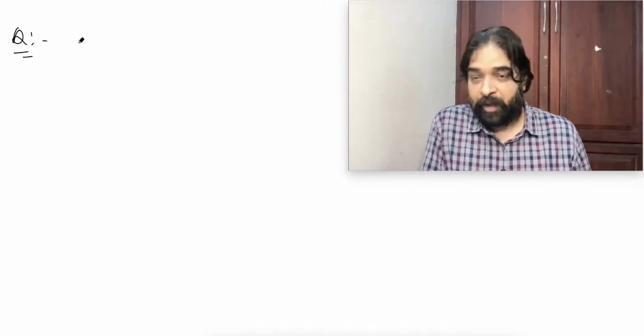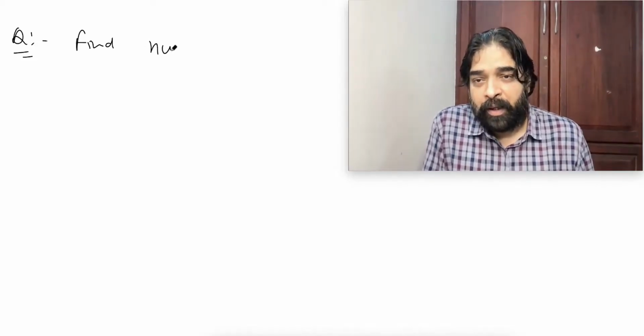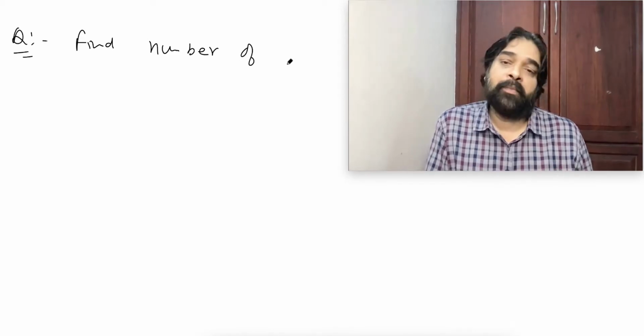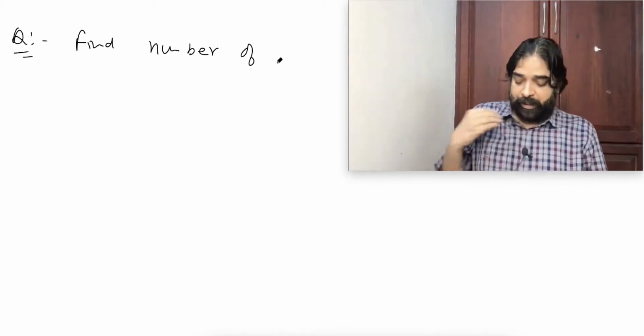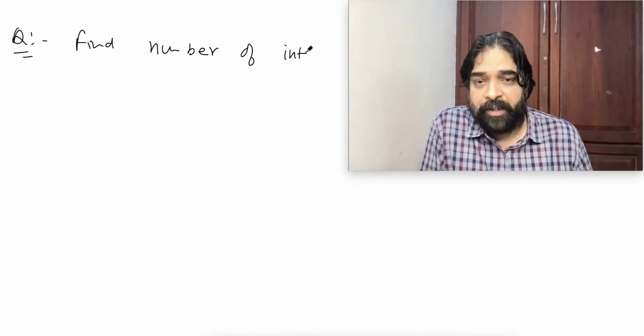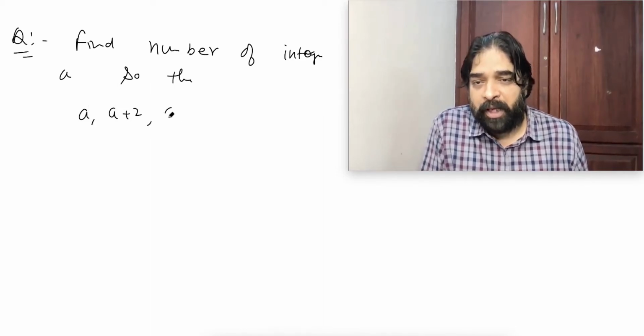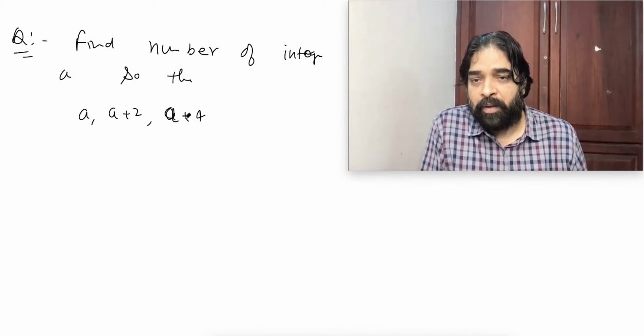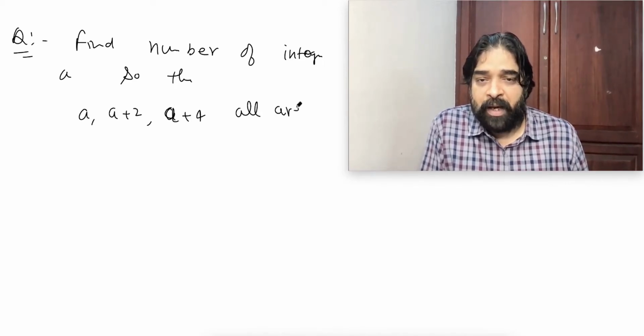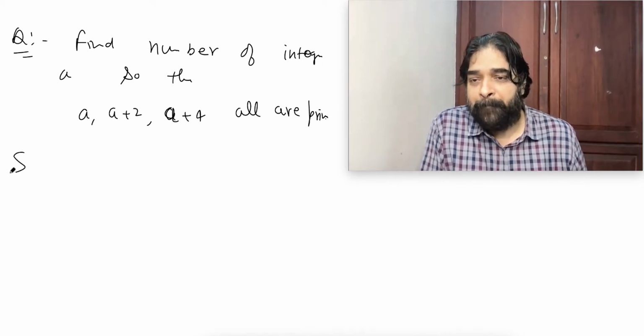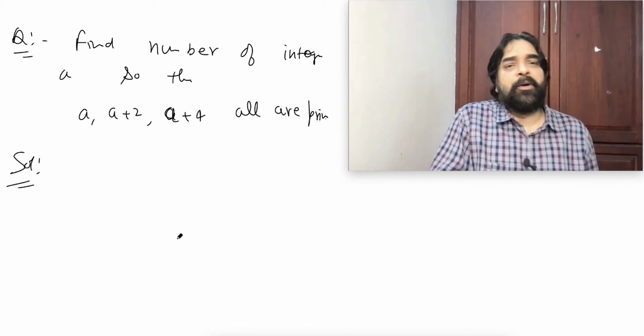And now, a beautiful question, which was asked sometime in some examination, I don't know which. Write down: find the number of integers A so that A, A plus 2, A plus 4, all are prime. Beautiful question, and beautiful solution.